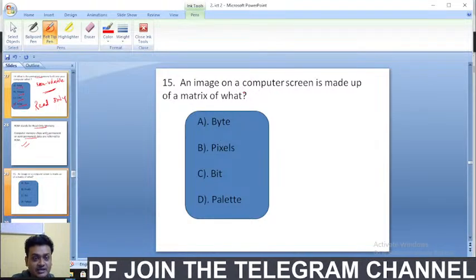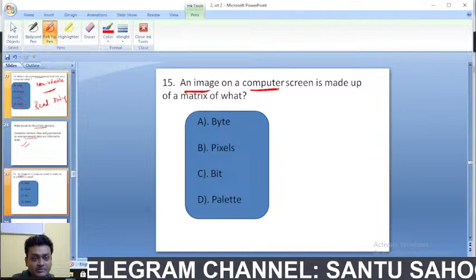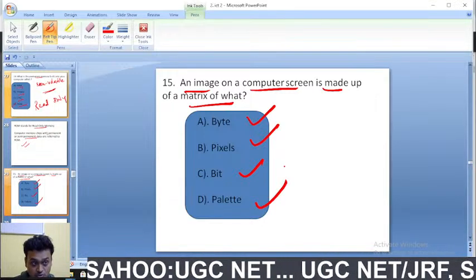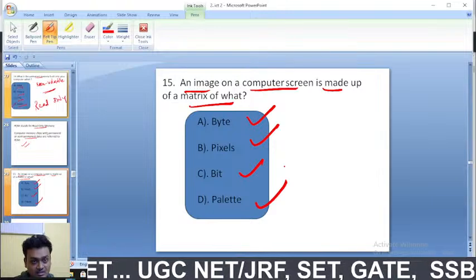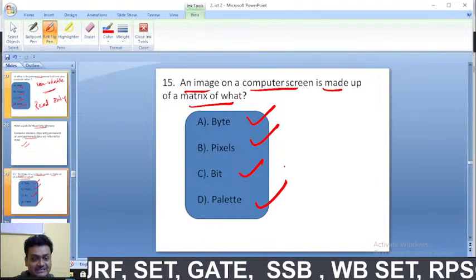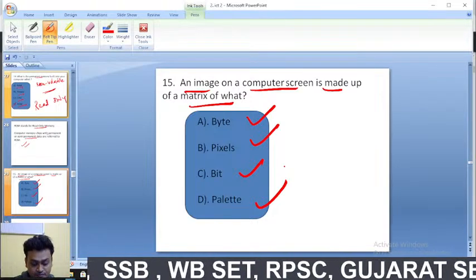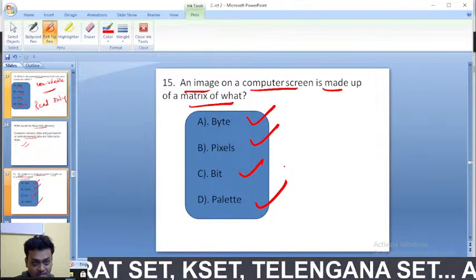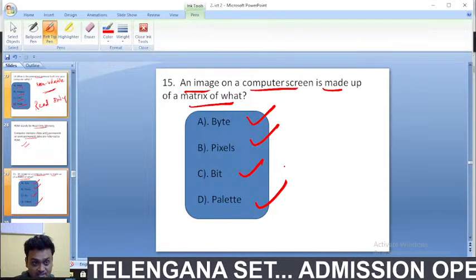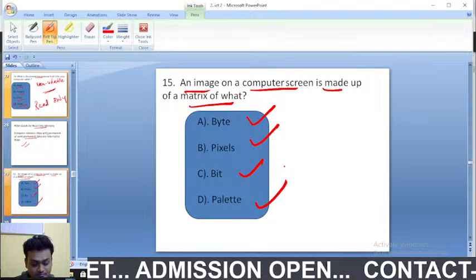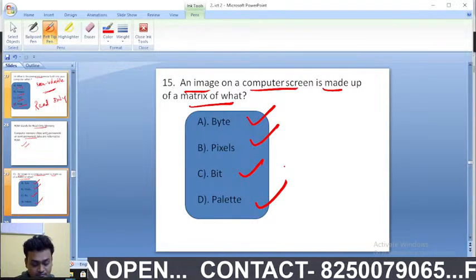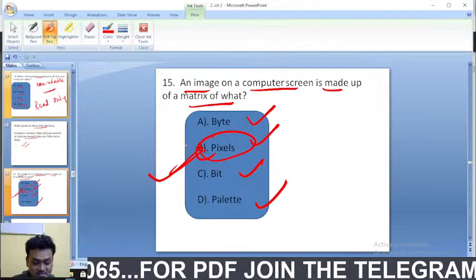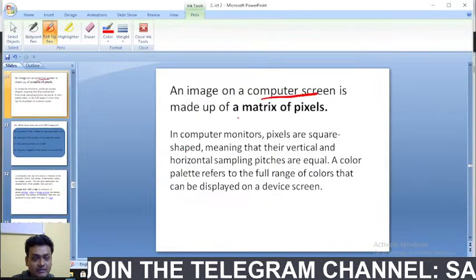An image on a computer screen जो आप देख रहे हो, an image on a computer screen is made up of matrix of what? Byte, pixels, bit, palette. What you are visualizing, that is made up of matrix of what? Byte, pixels, bit and palette. An image, I am saying you an image. Exactly. It is a matrix of pixels. Pixels, pixels, ठीक है. An image on a computer screen is made up of matrix of pixels.